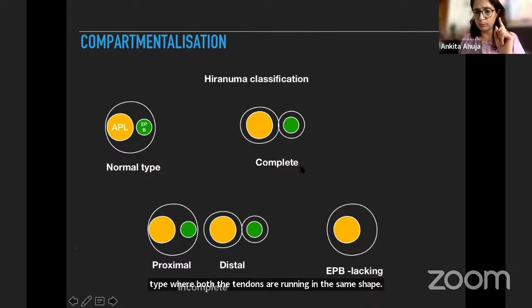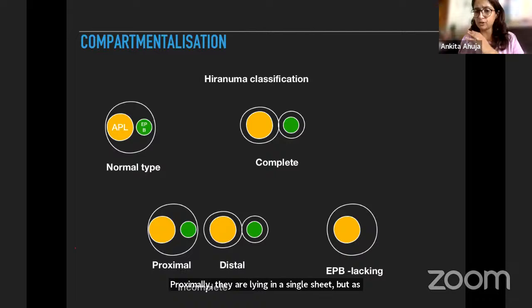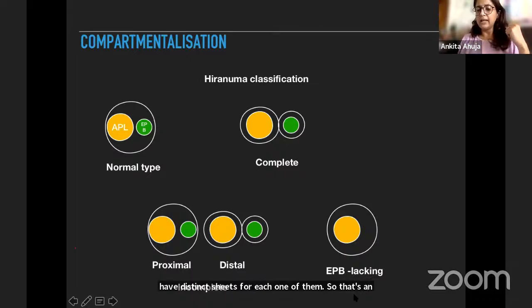The variations are given a name as a classification, which is the Hirano classification. So there can be a complete separation of the sheaths. They are running together, but they have separate sheaths which are holding the tendons. The next variation is an incomplete separation. In that, proximally they are lying in a single sheath, but as they come towards the wrist and further along, they have distinct sheaths for each one of them. So that's an incomplete compartmentalization. And then there is another variant in which you do not have an extensor pollicis brevis tendon at all.